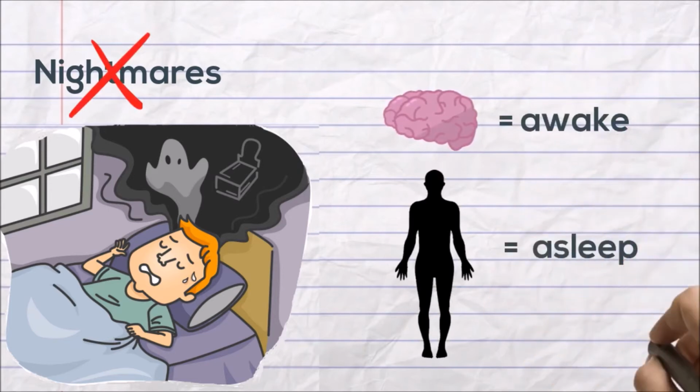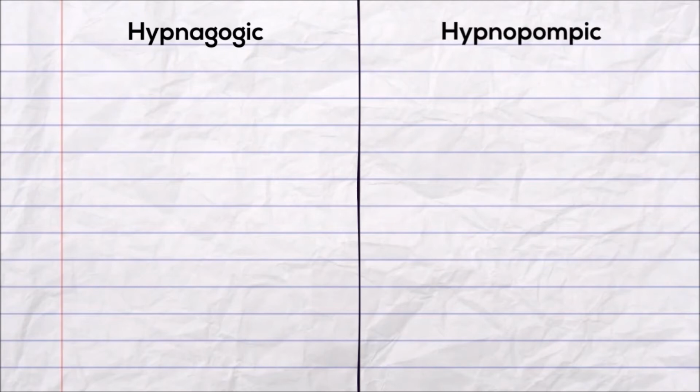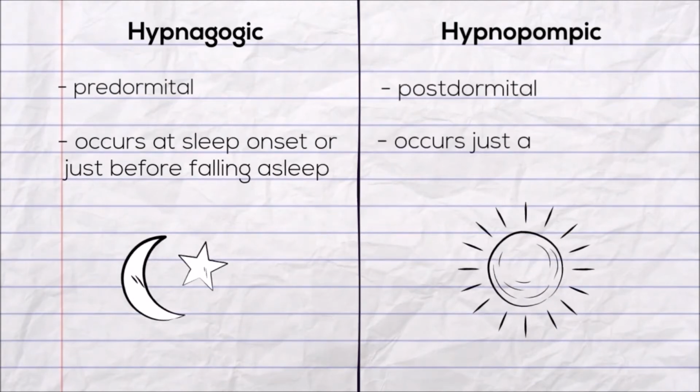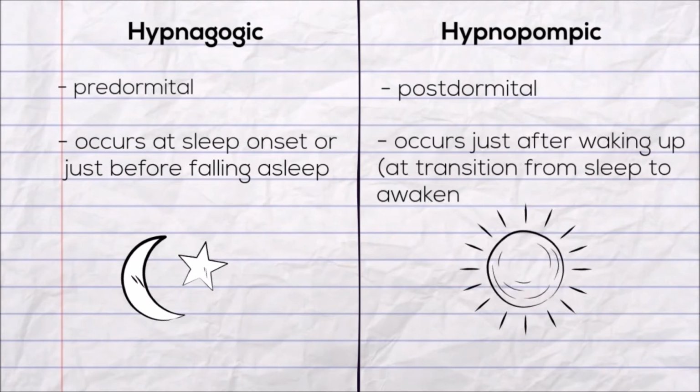and thus cannot move. There are two types of sleep paralysis, hypnagogic and hypnopompic. These two terms refer to the difference in time at which sleep paralysis occurs. Hypnagogic, also known as predormital, is when sleep paralysis occurs at sleep onset or just before falling asleep. On the other hand, hypnopompic, also known as postdormital, refers to sleep paralysis that occurs just after waking up, at the transition from sleep to awakening.